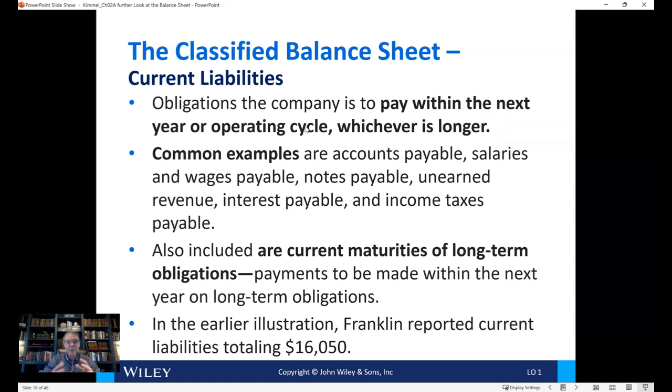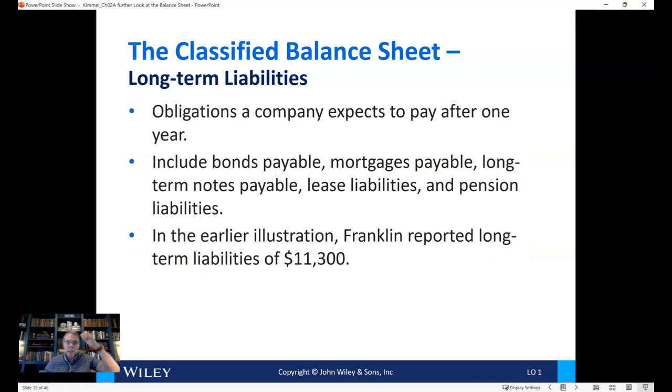Current liabilities, again, we have to pay those within the next operating cycle or a year. We've already talked about it. Accounts payable, salaries, wages payable. Also, the current maturities of long-term obligations. So for a mortgage, if it's 30 years, the majority of that is going to go for a long-term asset. But the amount that you have to pay in the next 12 months will be under short-term assets. And then again, long-term liabilities are things that you don't have to pay within a year.